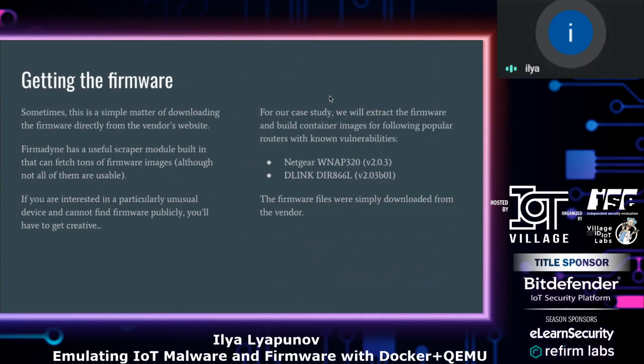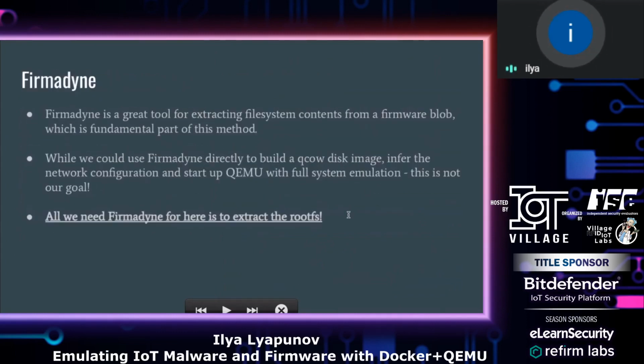In our case study, we're going to be looking at two specific devices, the Netgear WNAP320 at version 2.0.3, and the D-Link DIR-866L, and there's a long version string. These I just got from the vendors' websites. And Firmadyne is the tool that I use for extracting the root file system out of the binary blob that I downloaded from the firmware vendor website.